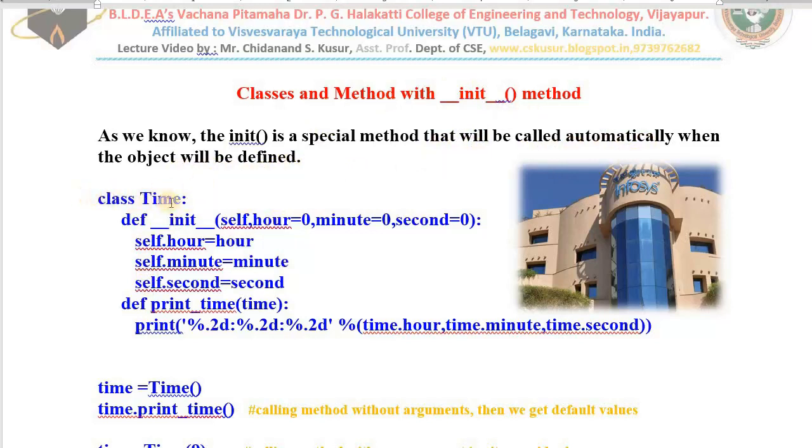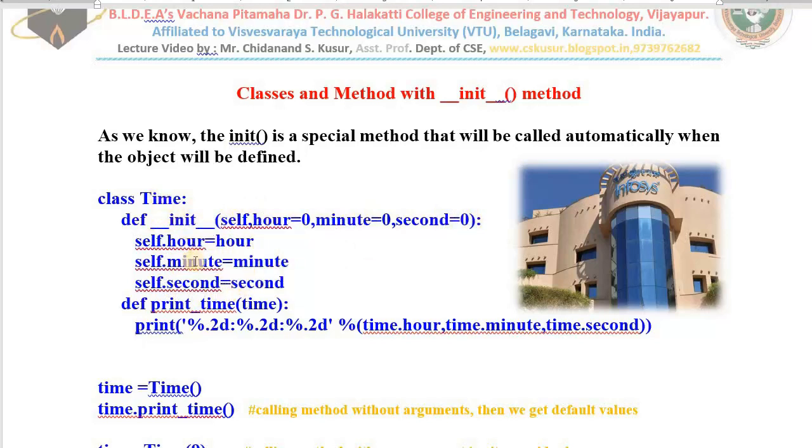Now in the class named Time, I am writing the INIT method as well as the print time method. The print time method will print the contents of the object we pass. Now what will INIT do? def __init__(self). Self targets the data members of that class. I am passing hour as 0, minute as 0, second as 0, and this hour will be assigned to the hour data member, minute 0 to the minute data member, and second 0 to the second data member. That is the task of it.